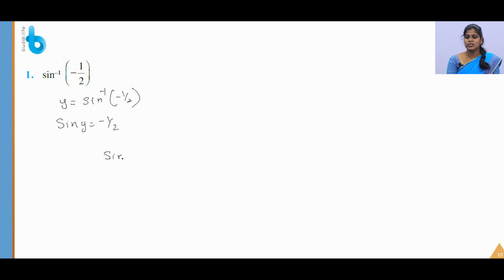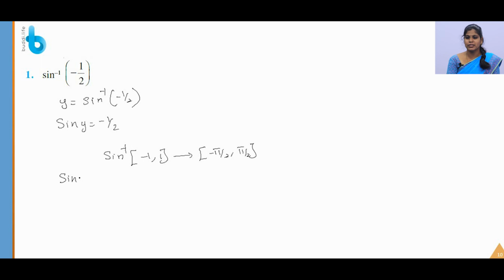For the sine inverse function, the domain is from minus 1 to plus 1 and the range is from minus pi by 2 to plus pi by 2. Okay. See here, minus 1 by 2 lies in the domain. And what is the angle for which the sine value is 1 by 2? At what angle will the sine value become 1 by 2? When theta is equal to pi by 6, right?